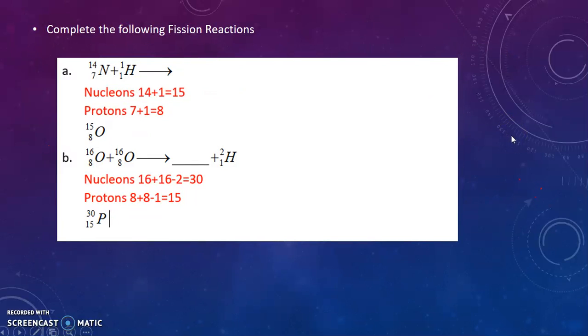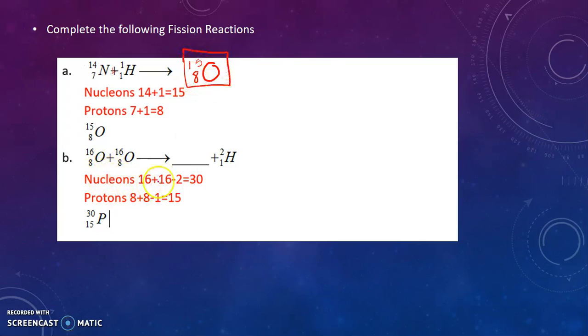Now we're going to complete the following fission reactions. We see that the nucleons are 14 plus 1, and this is the mass, so we should get 15. Same thing down here, 7 plus 1 would be 8. We look at the periodic table to find which element symbol follows those numbers, and it would be O for oxygen. So that would be the answer here, pretty simple.